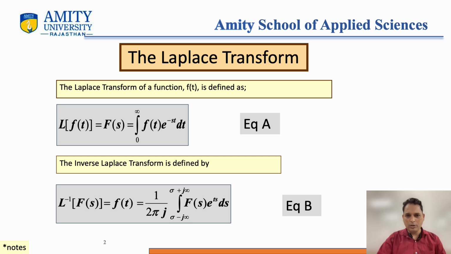As we have talked about the inverse Laplace transformation, the definition is given in equation number B. In equation number B, L inverse of F bar s, where L inverse stands for the inverse Laplace transformation, is shifted to f(t), and its value depends on the contour integration, that is 1 upon 2 pi j, integral from sigma minus j infinity to sigma plus j infinity of F(s) e to the power ts ds. It is the definition of inverse Laplace transformation.